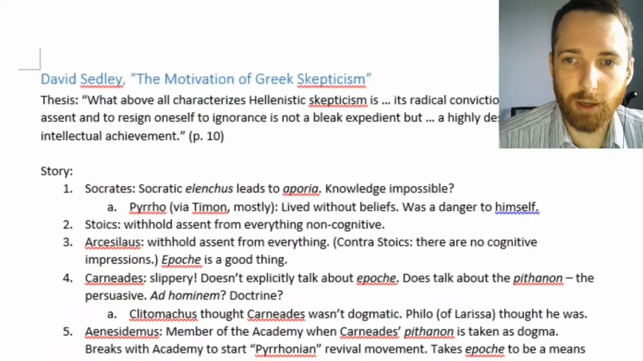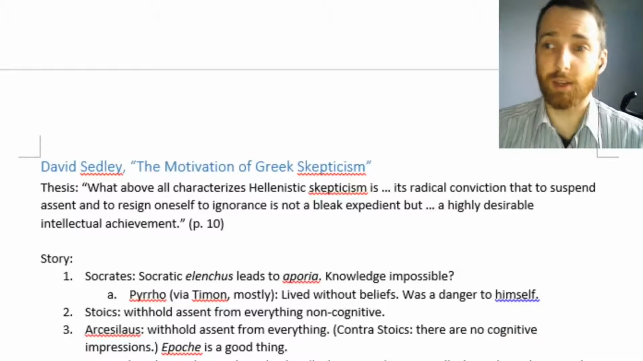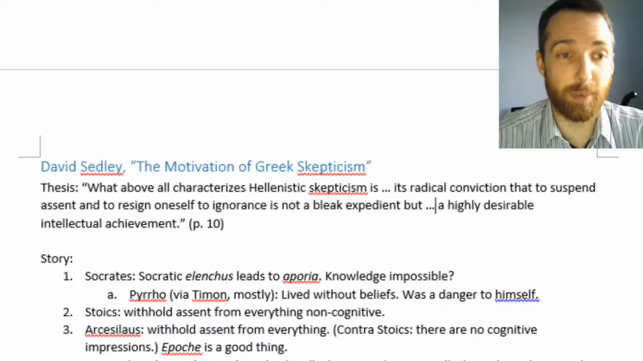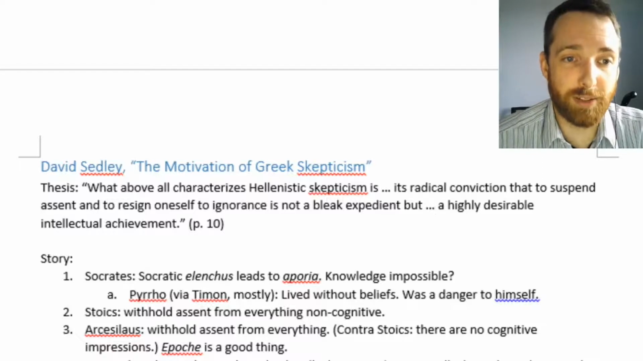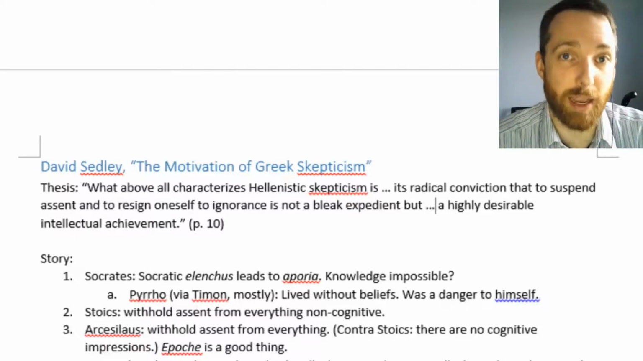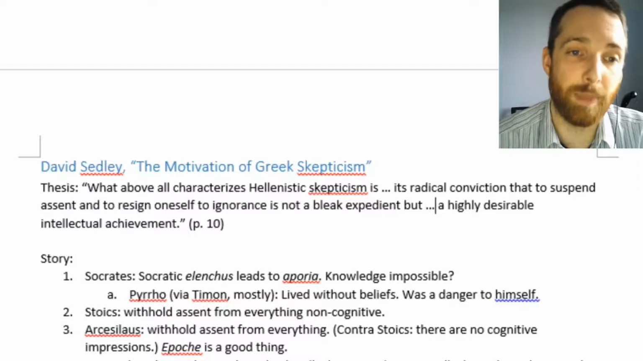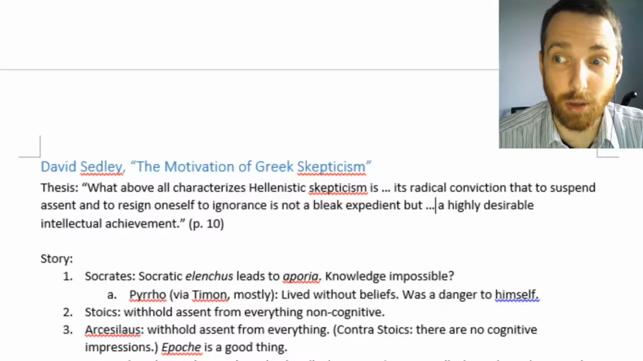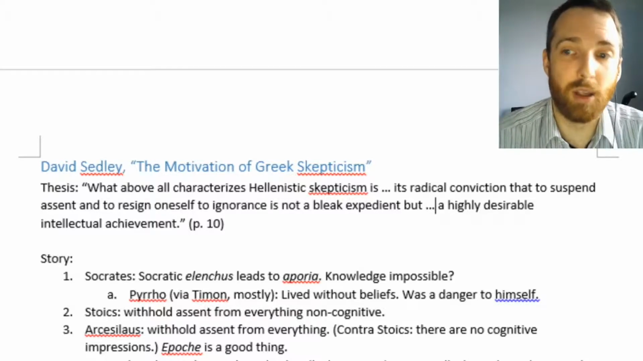Let me finally talk about the kind of picture that we get in the Sedley paper, the motivation of Greek skepticism. So this is supposed to cover both academic and Pyrrhonian skepticism. Here's a thesis statement from early in the paper. He says, what above all characterizes Hellenistic skepticism, both academic and Pyrrhonian, they're both in the Hellenistic period, is its radical conviction that to suspend assent and to resign oneself to ignorance is not a bleak expedient, but a highly desirable intellectual achievement. It's actually good to suspend judgment. This is one of the weird things about Greek skepticism.